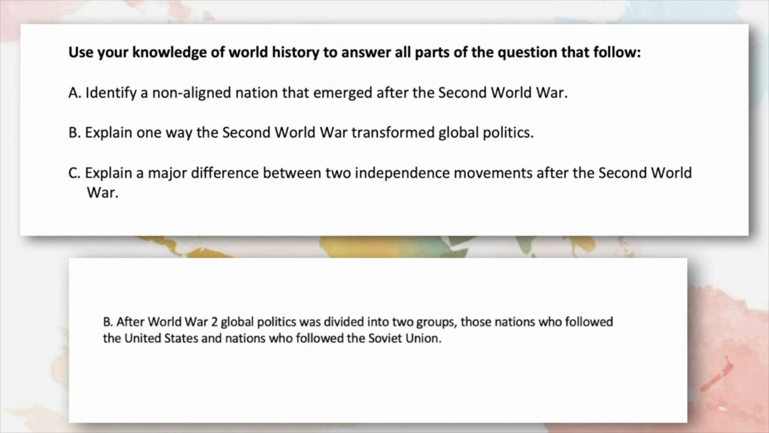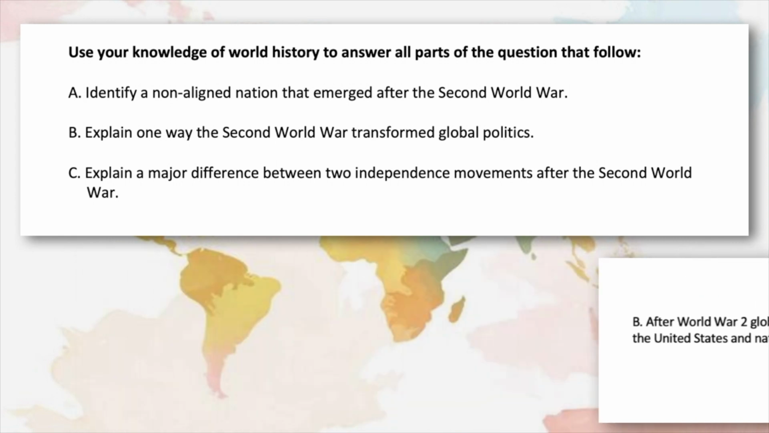Remember, B requires him to explain how World War II transformed global politics. They can't simply say here was a change that occurred after World War II. So we don't take that. Here's another example.